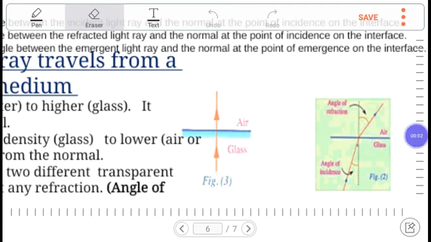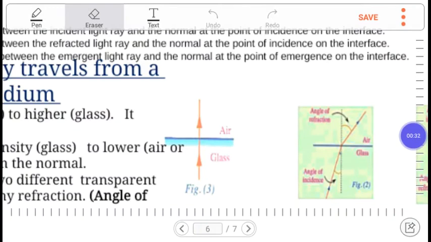And now let's move on to the concept of refraction. We start with the incident light ray and the normal line. So we have the angle of incidence. The angle of incidence in refraction is the angle between the incident light ray and the normal line.